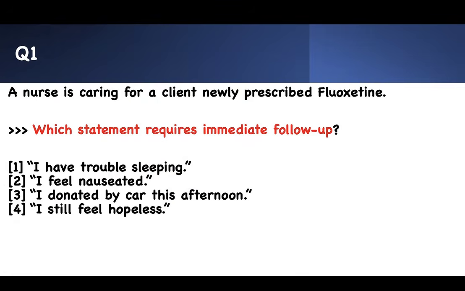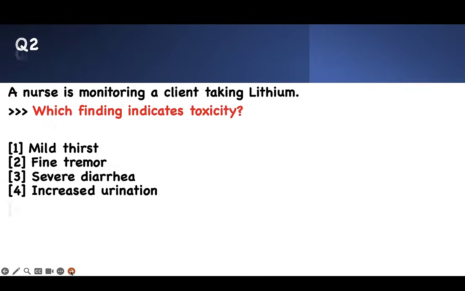But if you look at it carefully, fluoxetine is what? Antidepressant, specifically SSRI. If it's an SSRI, what is the major side effect? Serotonin syndrome and what? Suicide. If you have trouble sleeping, you have depression. If you feel nauseated, it causes common GI symptoms. If you're still hopeless, you still have depression. What do I pick? Number 3. I'm picking number 3 because donating your car to somebody means you're giving up. You're checking out. You're about to commit suicide. That's 3 is the right answer.